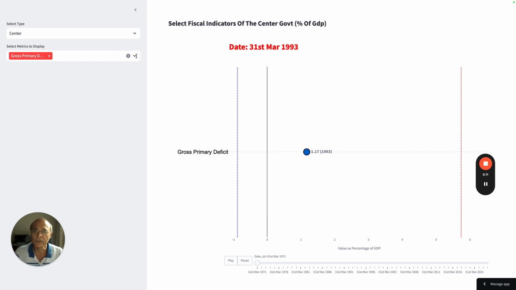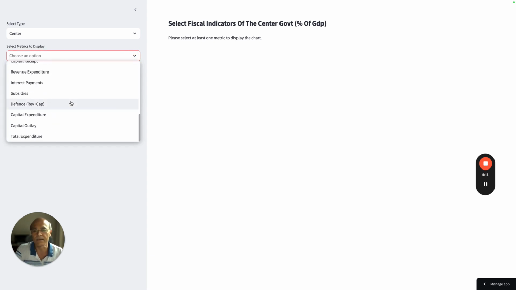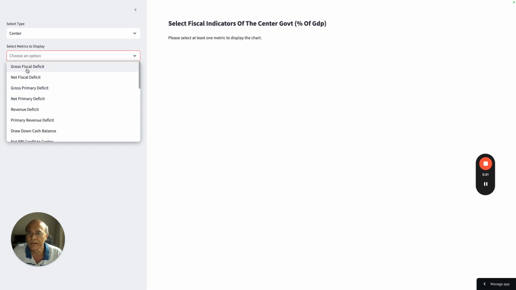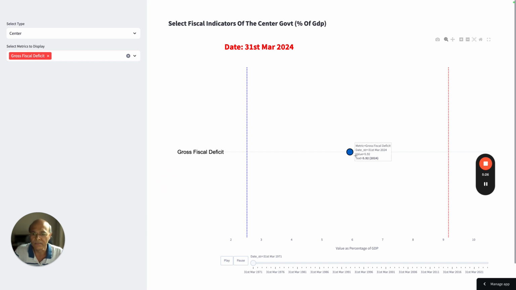So you can have a drop down menu here, center and state, and then you can go and choose a particular dimension, whatever you want to view. For example, if I want to choose gross fiscal deficit, then the gross fiscal deficit will become visible here, and as I play this animation it is going to move over the various time periods, and it will tell you how the gross fiscal deficit has fluctuated over so many years till the current year of FY 24. So that's the whole idea about this.